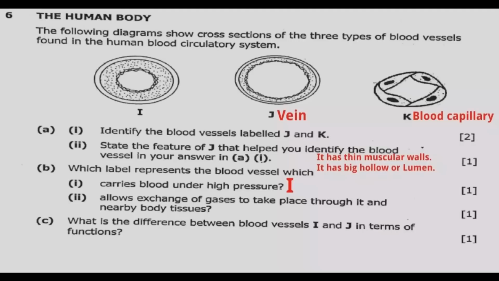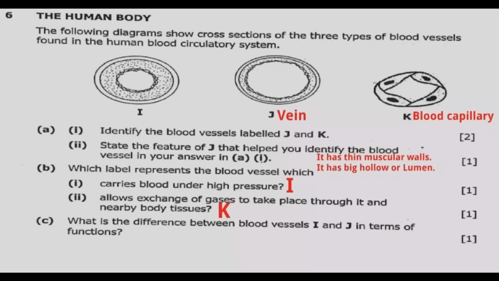Okay, we come to question 6b2. Which label represents the blood vessel which allow exchange of gas to take place through it and nearby body tissues? That is K. K, that is blood capillary, which helps the exchange of gas through them.